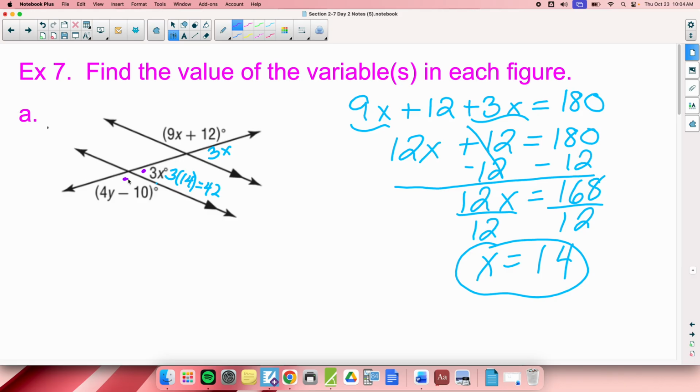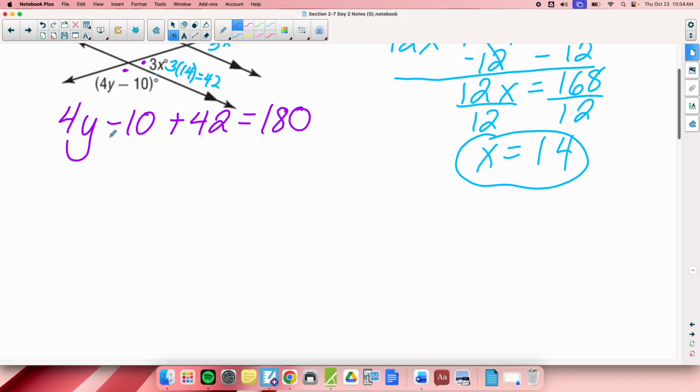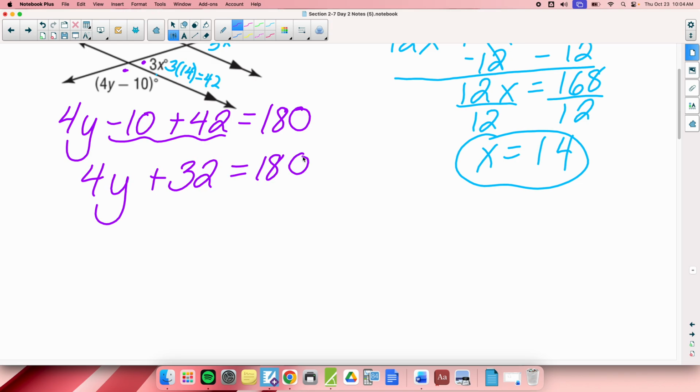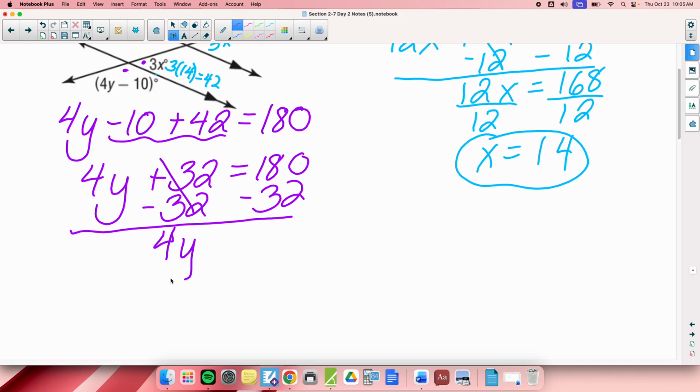Okay, so if two angles form a line, what do we do with them? They equal 180. So do you get this now as 42 and this is 4y minus 10? So 4y minus 10 plus 42 is going to equal 180. Now, negative 10 plus 42 is a positive 32. And then I keep using algebra, so I subtract 32. And then 180 minus 32 is 148.